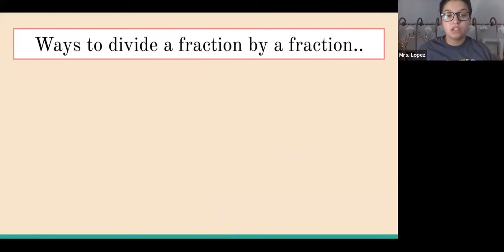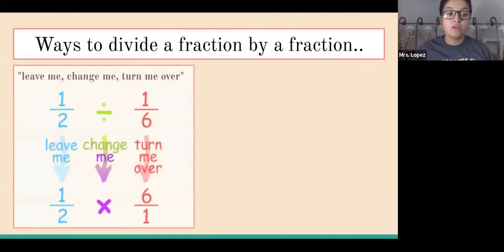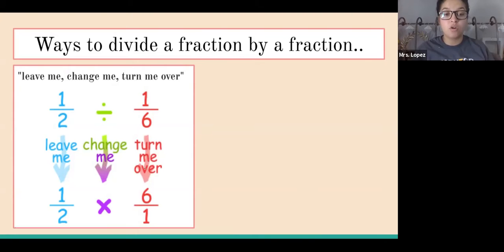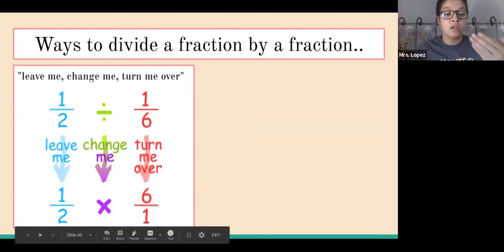So there are different ways to divide a fraction by a fraction, and right now we have this saying: leave me, change me, turn me over. You're going to leave the first fraction alone and drop it straight down. You're going to change the division sign to a multiplication sign, because now instead of dividing the fractions, you're actually going to multiply them. And then you're going to do the reciprocal of the second fraction. So that's going to turn me over, and that's going to be 6/1, which is the reciprocal of 1/6.